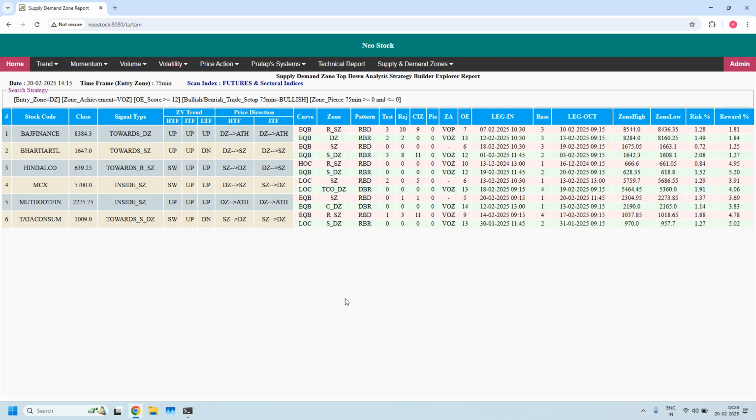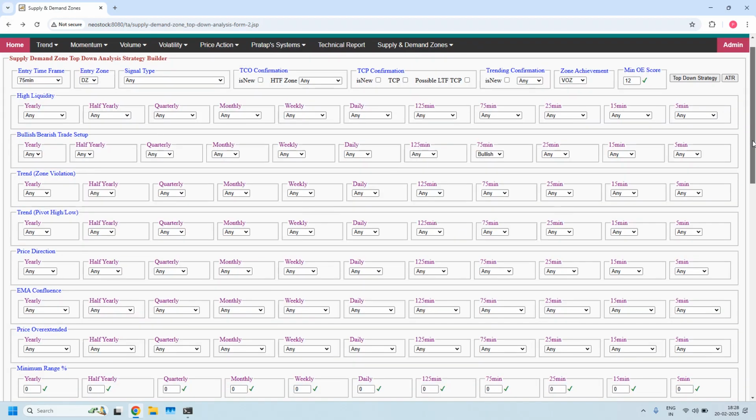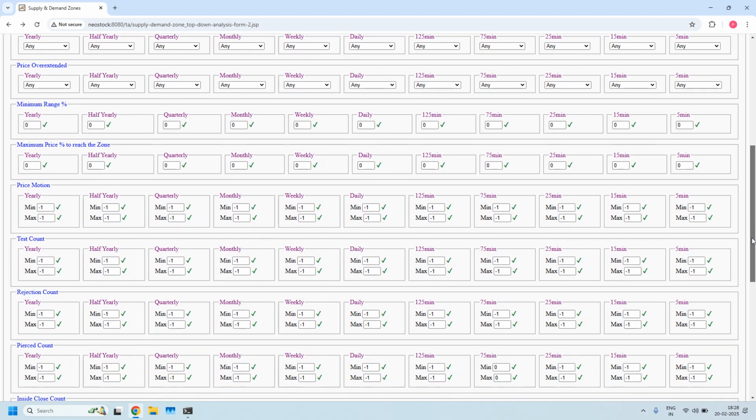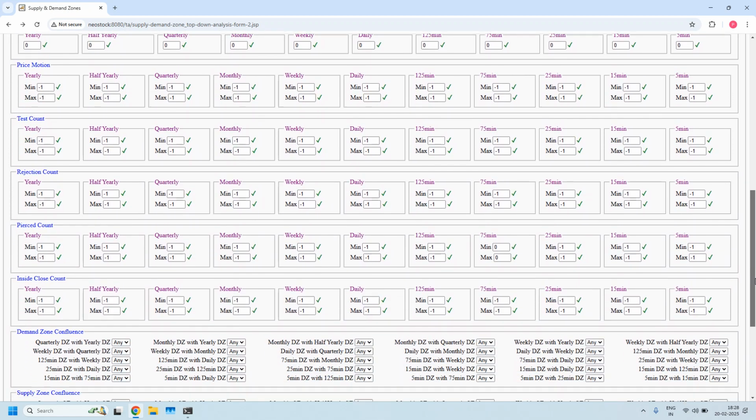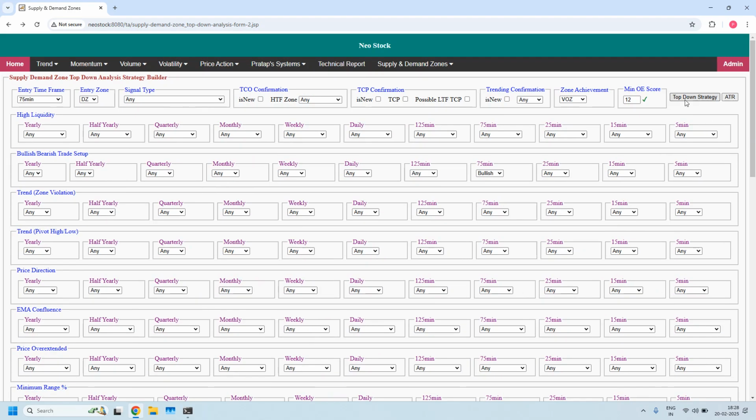Out of these 6, how many of these demand zones are having ITF confluence? Let us filter based on that. LTF and ITF demand zone confluence. LTF is 75 minutes, ITF is daily. So let's set the filter: 75 minutes demand zone having daily demand zone confluence. So this filter is enabled.